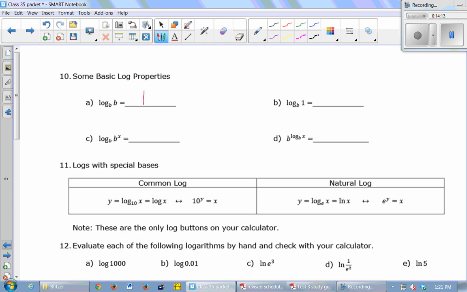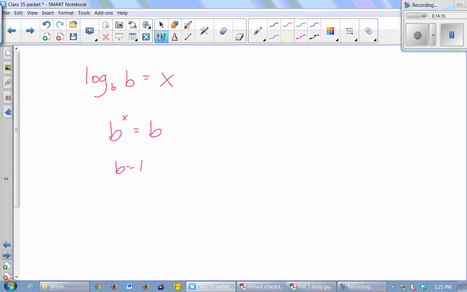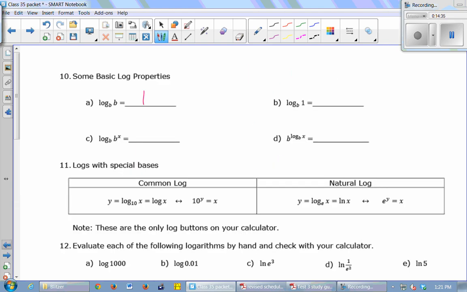All right, let's think about log base b of 1. Log base b of 1 equals what? So this says b to the x equals 1. The exponent has to be 0. Good. So no matter what base I'm working with, log base anything of 1 is always 0, because anything to the 0 is 1.